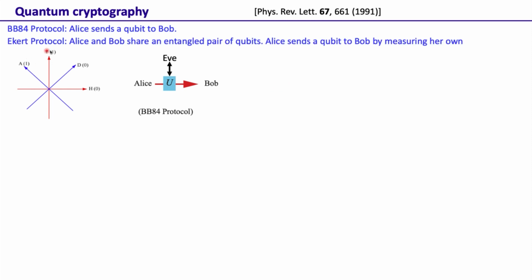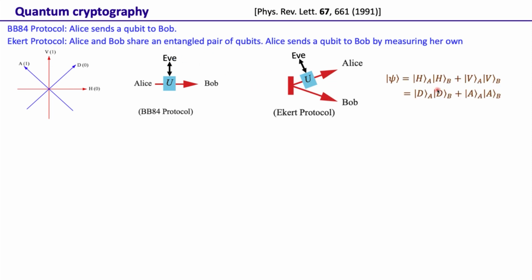The other protocol is called Ekert protocol. In this, Alice and Bob share an entangled pair of qubits, and then Alice sends a qubit to Bob by measuring her own. So what that means is that here it's single photon based, but here it's entangled. There are two entangled photons which Alice and Bob share, and so for example, Alice and Bob can share the state HH plus VV. This can also be written in the diagonal anti-diagonal basis as DD plus AA.